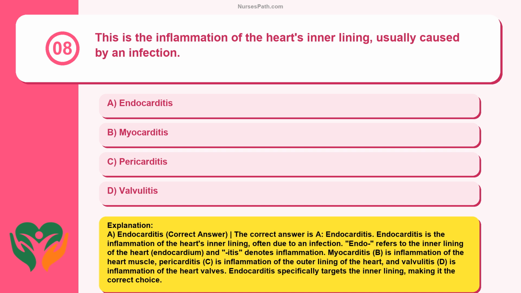Myocarditis, B, is inflammation of the heart muscle, pericarditis, C, is inflammation of the outer lining of the heart, and valvulitis, D, is inflammation of the heart valves. Endocarditis specifically targets the inner lining, making it the correct choice.